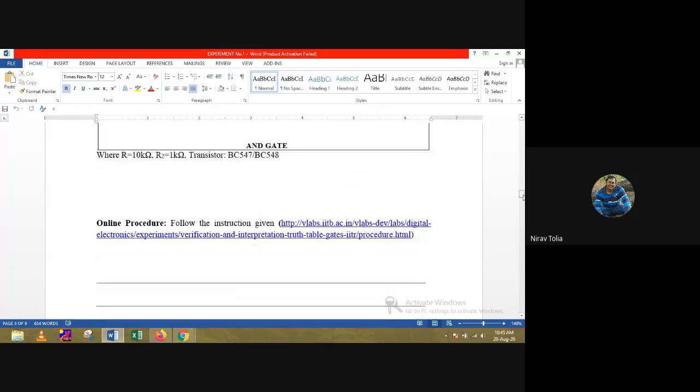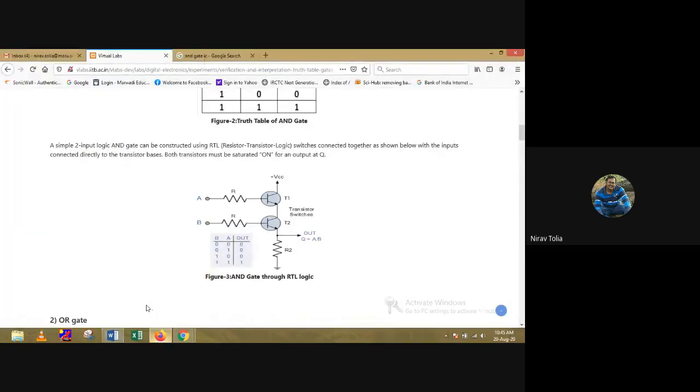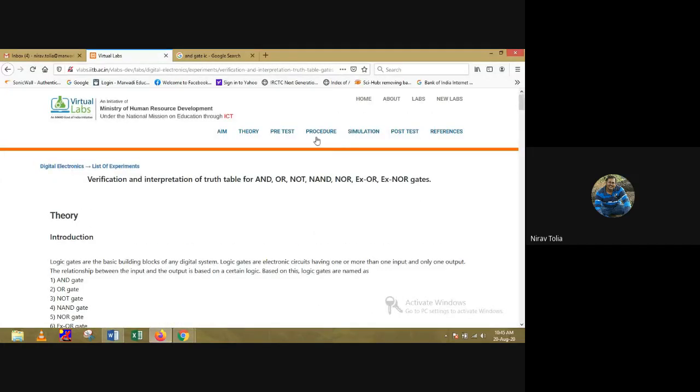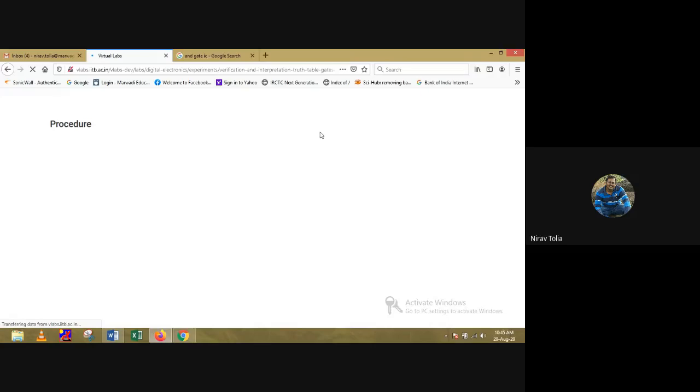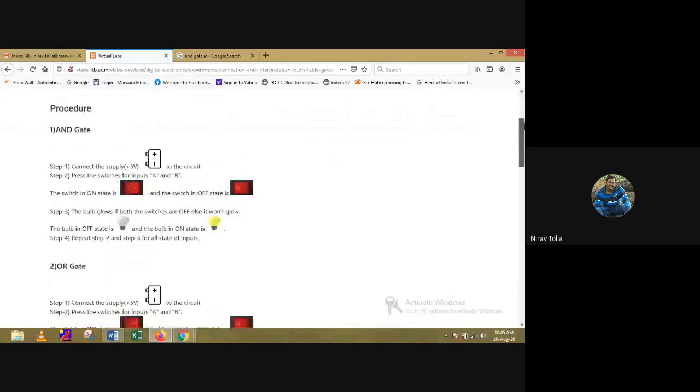Then you have to write the procedure in your own language. The online procedure is already given here, but it is too lengthy. See, in the procedure, go to the procedure. So it gives steps for each and every gate.